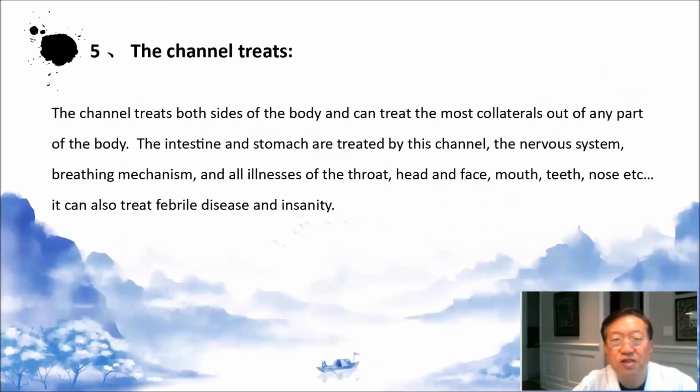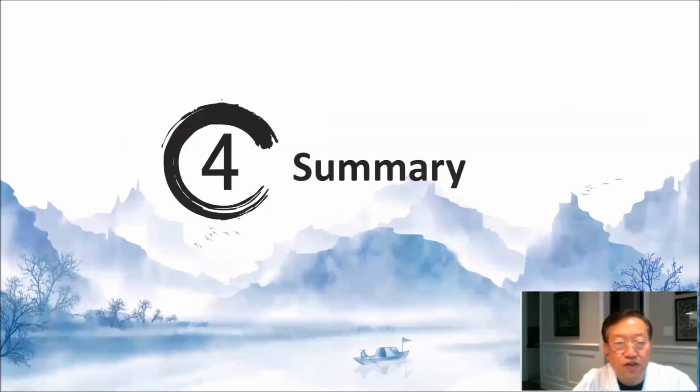5. The channel treats both sides of the body and can treat the most collaterals out of any part of the body. The intestine and stomach are treated by this channel. The nervous system, breathing mechanism, and all illnesses of the throat, head, and face, mouth, teeth, and nose, etc. It can also treat febrile diseases and insanity.